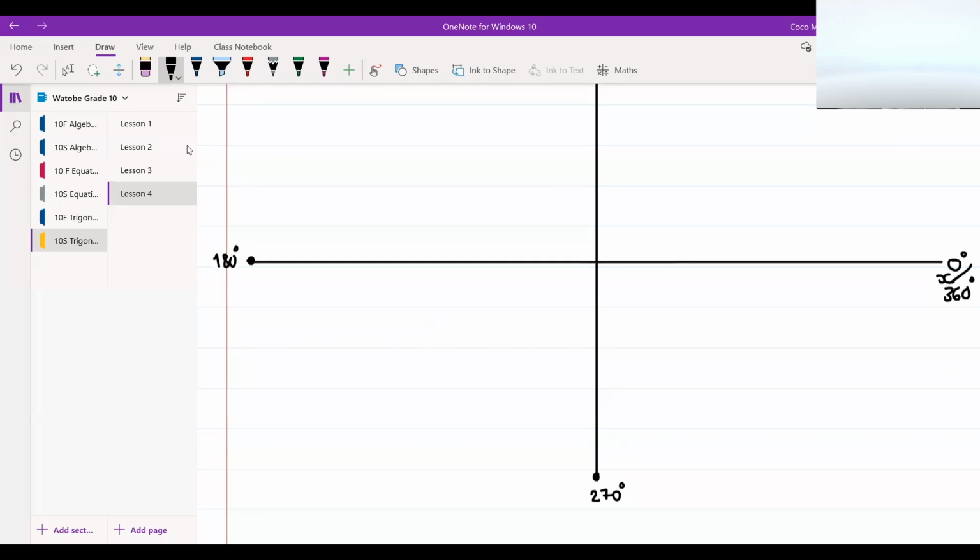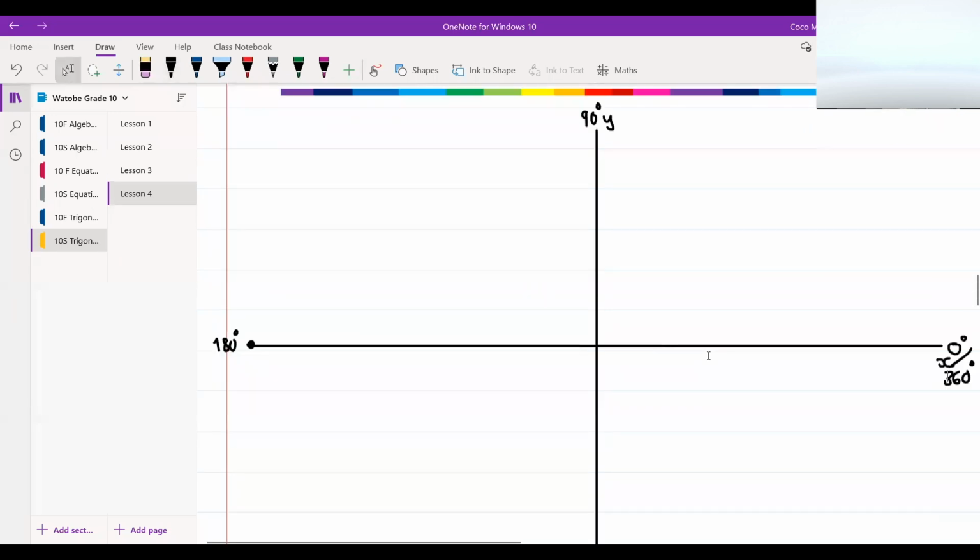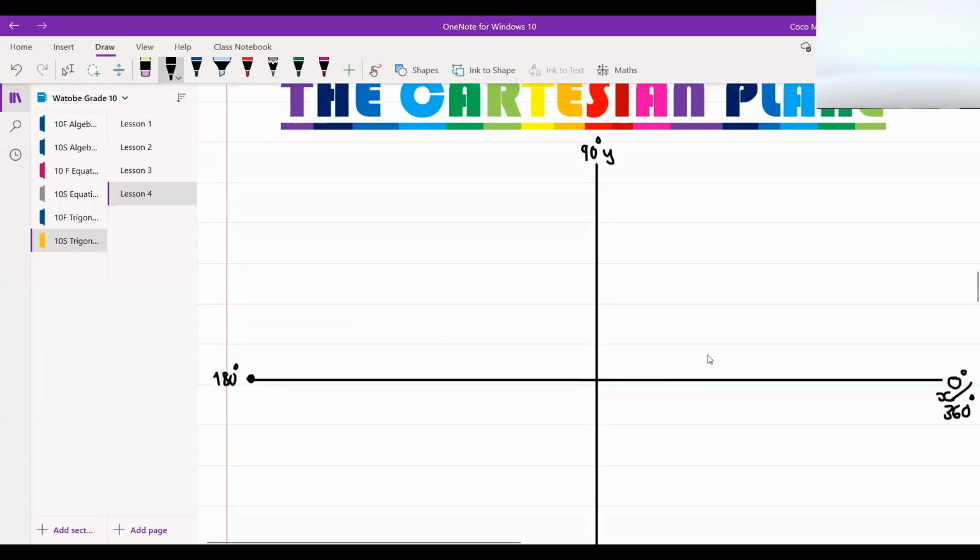Okay, so here's what I'm going to do, guys. I'm going to draw a dot over here. And I'm going to write it like a coordinate point. I'm going to go 4 and 3.